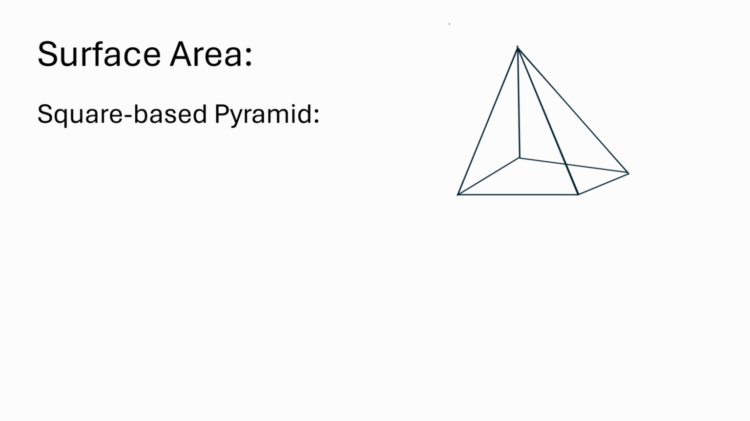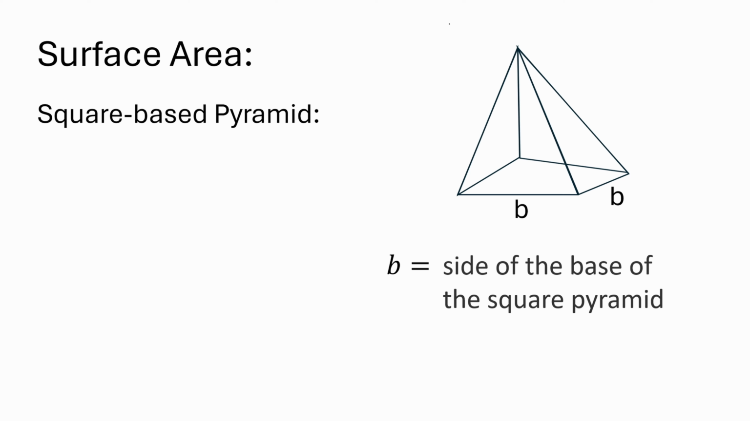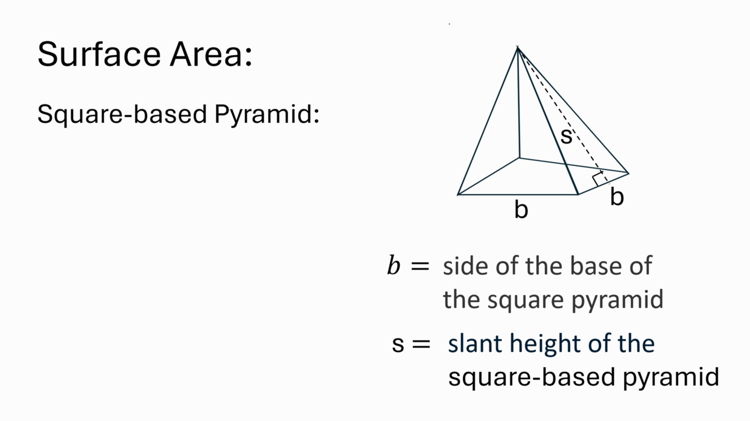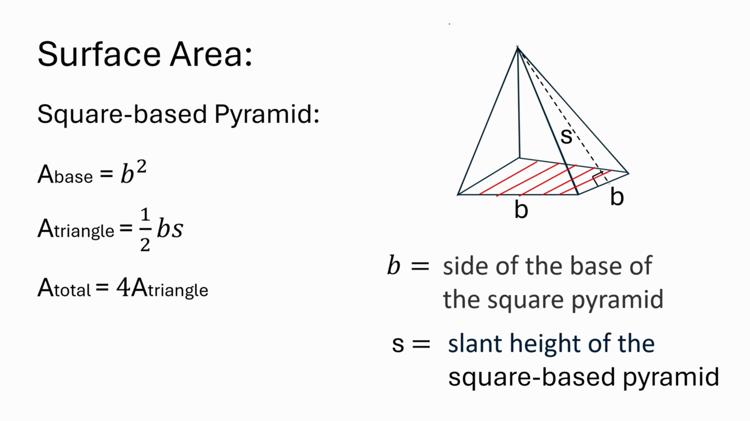Surface area of square-based pyramid. This is a square-based pyramid. Let b be the side length of its square base and s the slant height of each triangular face. Base area is b squared. One triangular face area is equal to 1 divided by 2 times b times s. A square-based pyramid has 4 triangular faces. So total surface area is equal to 4 times triangular face area plus base area.